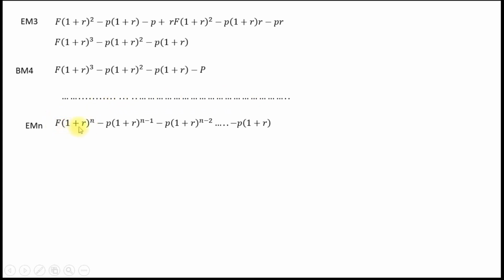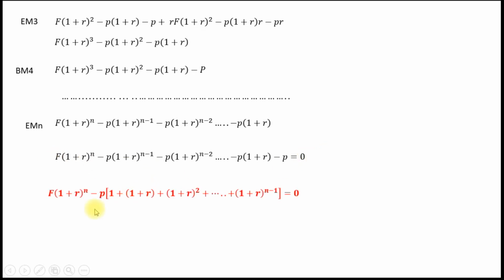So this will be F times (1 plus R) to the power N. If you note here, for the end of month 3, it was 3, 2, 1. So these indices keep declining. So at the end of month N, we will owe this amount. Then we make a final payment of P, minus another P, and this will clear the loan. So after all of that, we will owe 0.